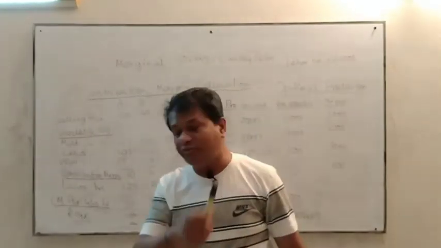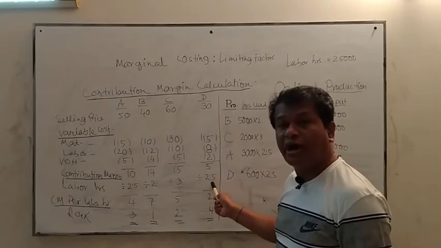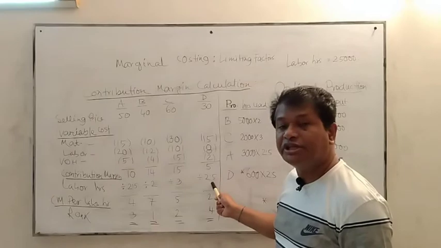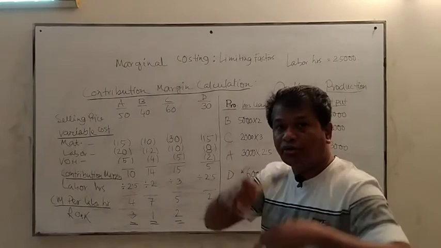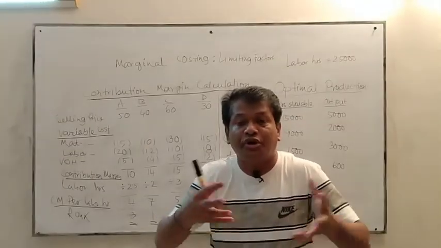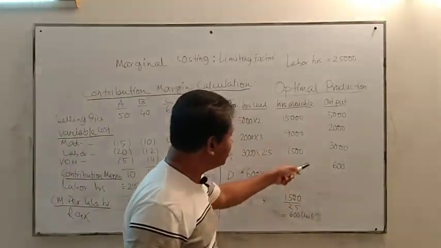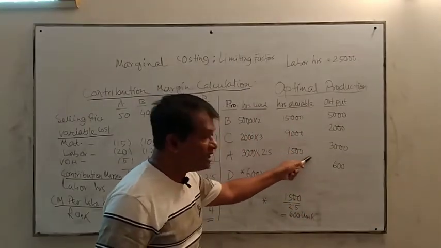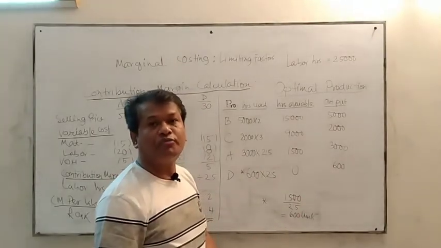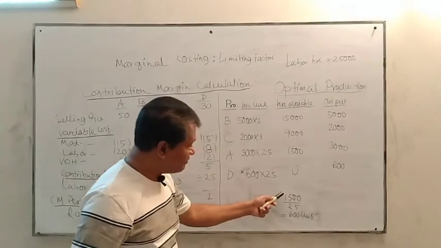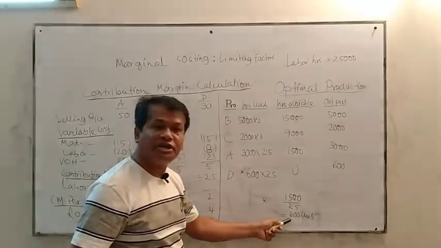According to the previous information, D requires 2.5 hours to produce 1 unit. This is to be applied to find what quantity of D can be produced by the available labor hours. Available labor hours is 1500. So 1500 divided by 2.5, the figure you get is the quantity that can be produced for D.